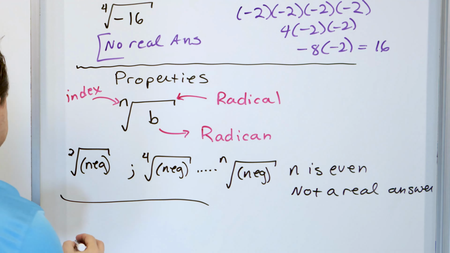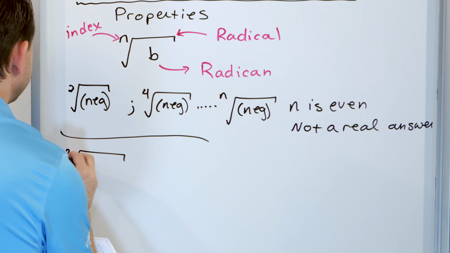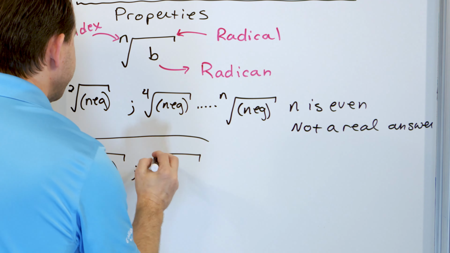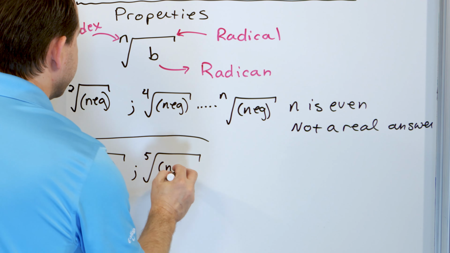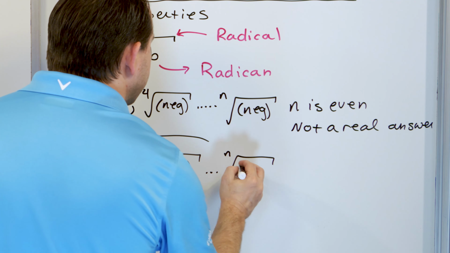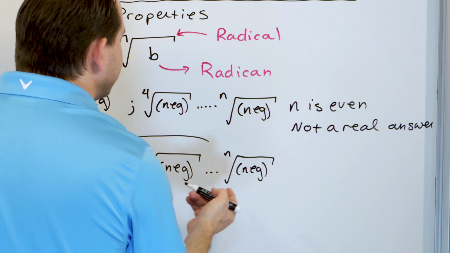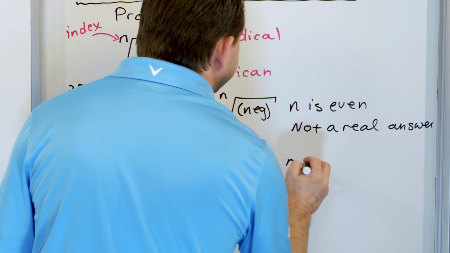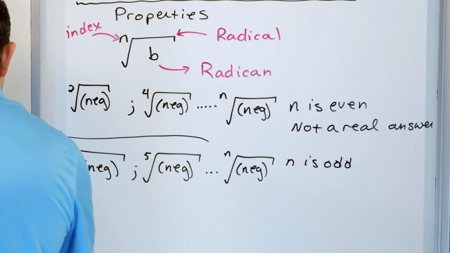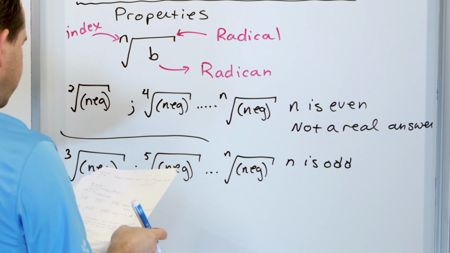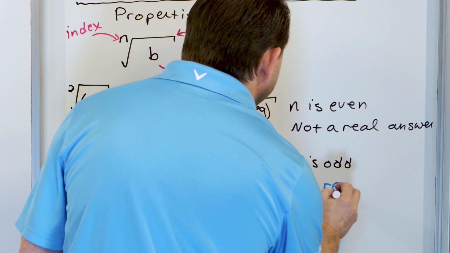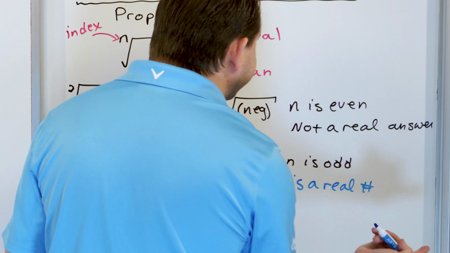On the other hand, if I have the cube root of a negative number, or maybe the fifth root of a negative number, or the nth root of a negative number, where n is odd, then what you have on your hands there is a real number. In other words, it does exist.